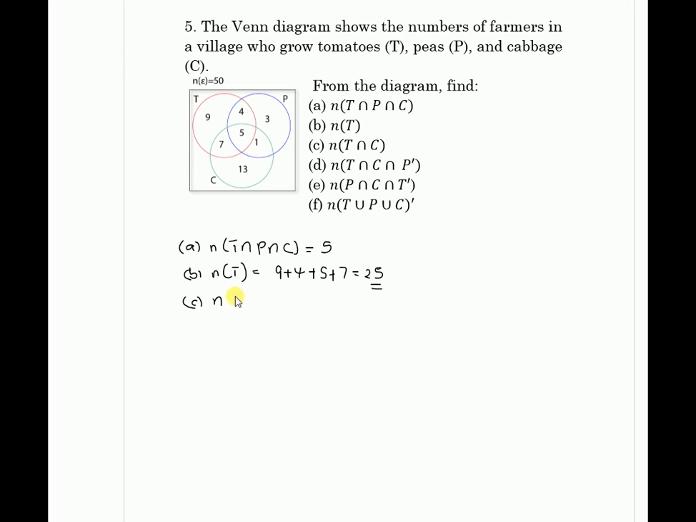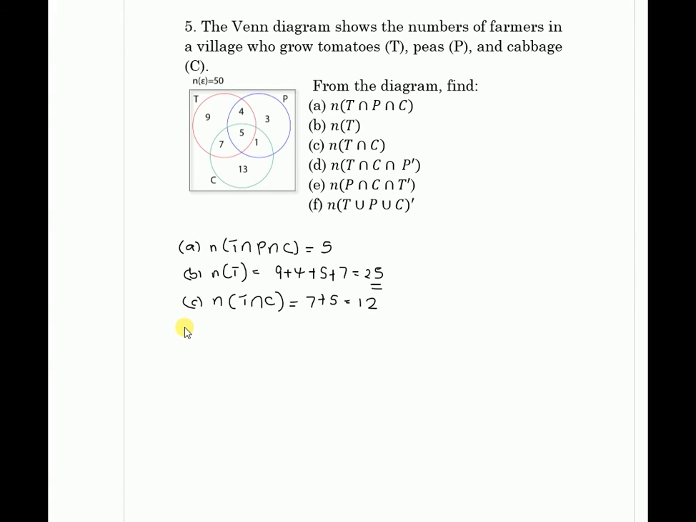Then part C, number of elements in T intersection C. It is this one here. That is the intersection T intersection C. And what is in that intersection? From what you see there, we have 7 plus 5, which will get us 12.